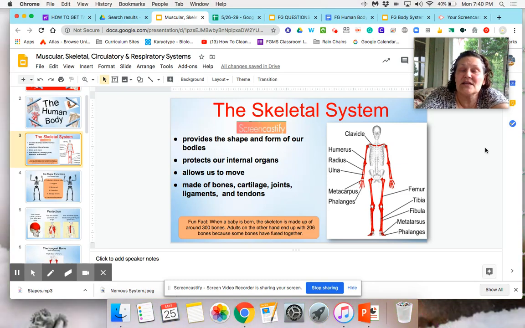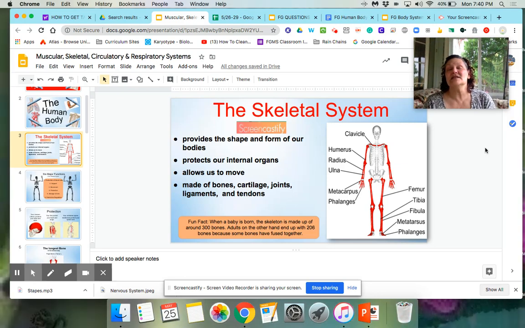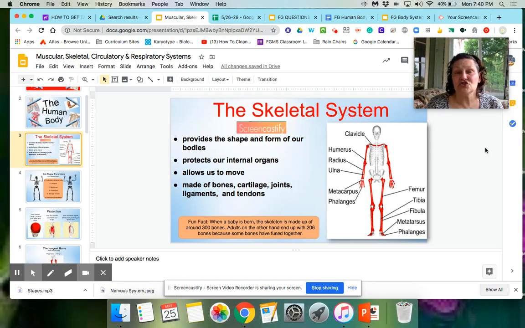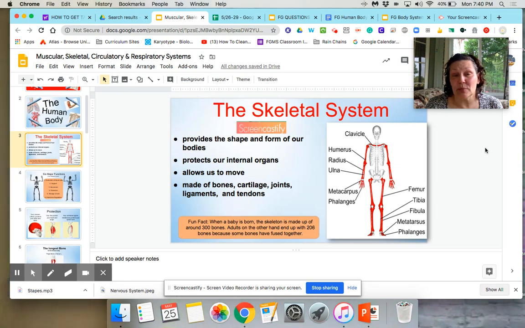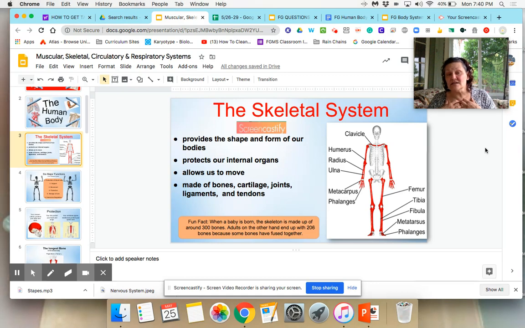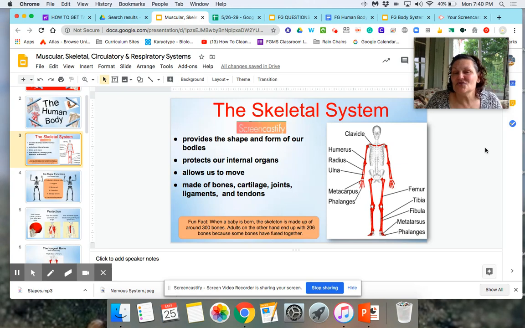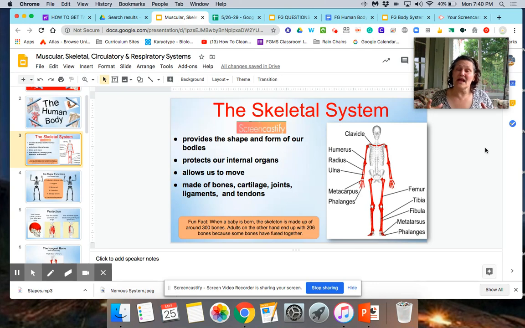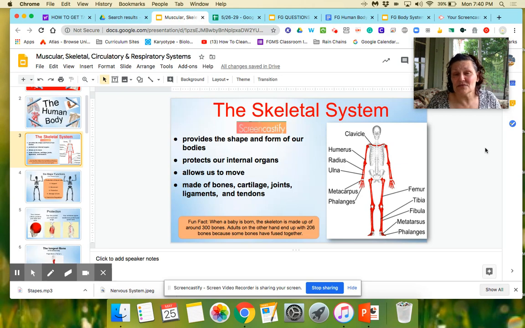When we look at the skeletal system, it provides form and structure for our body, form and shape. Without bones, you'd be a big pile of goo. It protects our inner organs. We have this rib cage, and it protects the heart and the lungs, which are vital organs. It allows us to move, and it's interesting that sometimes the skeletal and muscular systems are put together as one system, because the skeletal system doesn't work without the muscles. The bones aren't going to move without muscles.